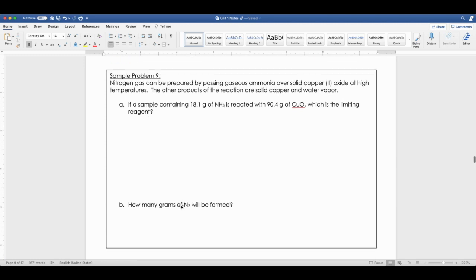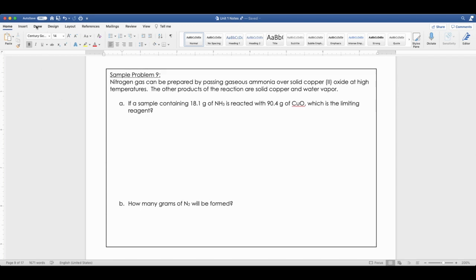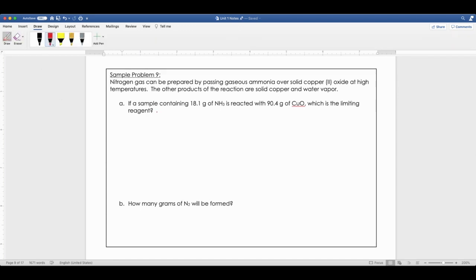So nitrogen gas can be prepared by passing gaseous ammonia over solid copper(II) oxide at high temperatures. The other products of the reaction are copper and water vapor. So let's get the pen open here. If a sample containing 18.1 grams of ammonia is reacted with 90.4 grams of copper(II) oxide, which is the limiting reagent? So, first things first, we've got to get a balanced chemical reaction here.